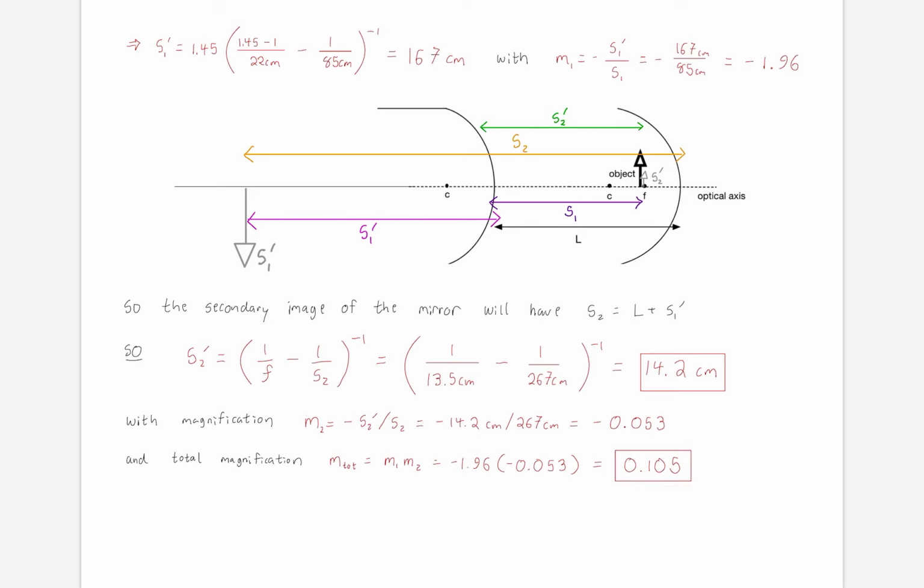The original object was a little bit further outside the focal length. The final image, the final secondary image, is just a tiny ways outside of the focal point. All right, so they're kind of almost right on top of each other, with that secondary image being that much shorter. Okay.